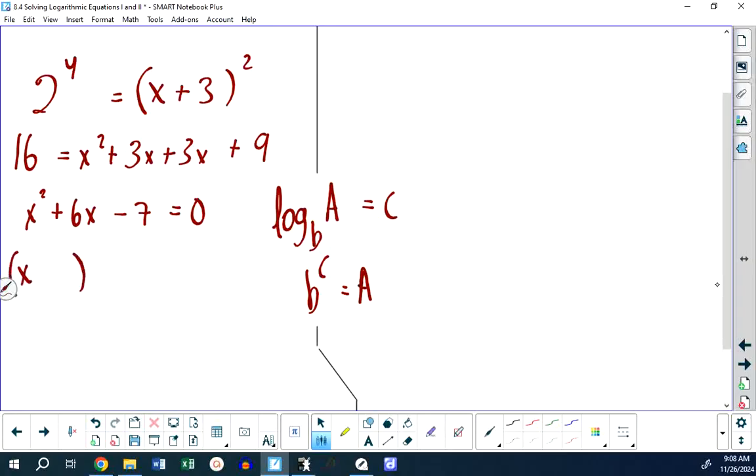We can use factoring. x plus 7, x minus 1 equals 0 is the correct factored form, which means that x is equal to negative 7, x is equal to positive 1. There are two solutions. Are they both allowable solutions? I've always kind of hated saying that, because if it's a non-allowable solution, it's not a solution, right? But what I'm saying is, are these in the domain of x for this equation?